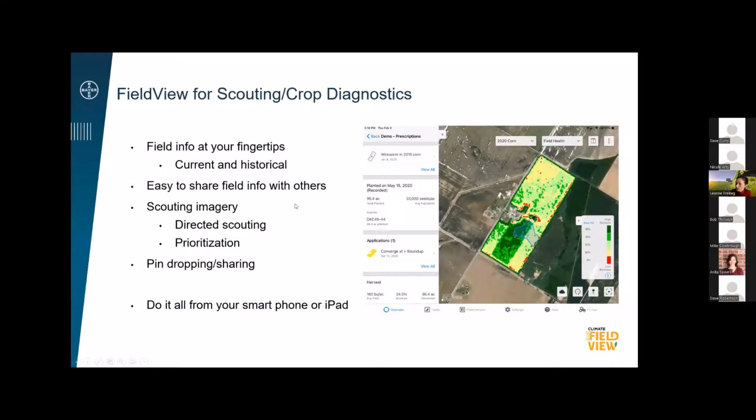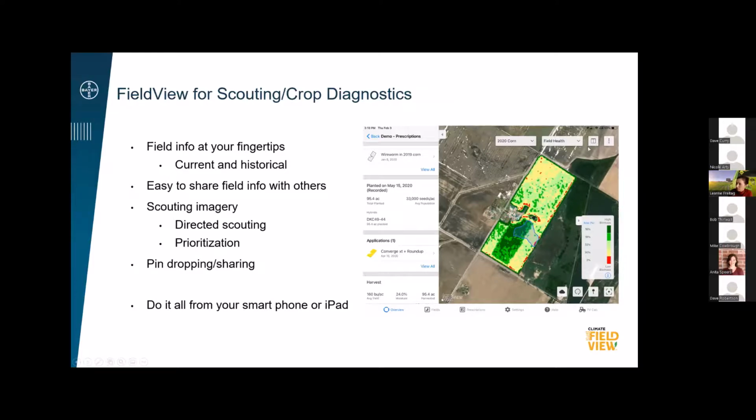When it comes to scouting in season, listening to Mike talk about monitoring your weeds and keeping an eye on the weeds that are controlled and what's maybe not being controlled, you've got all this field information at your fingertips. Here's an example where you can see your notes. There was some wireworm in 2019. You've got your planting date, population, your hybrids, any of your applications that have been mapped in Fieldvue will show up here, and then your harvest data as well.